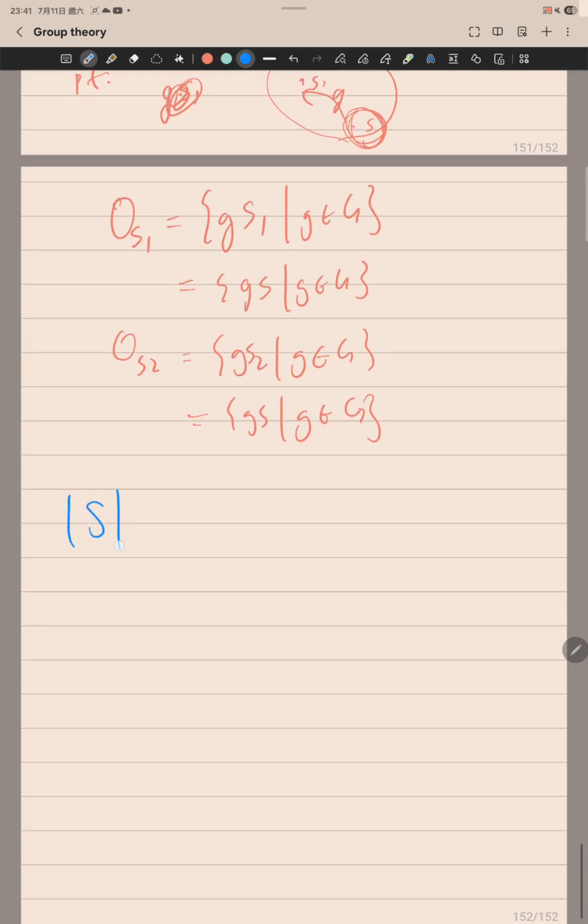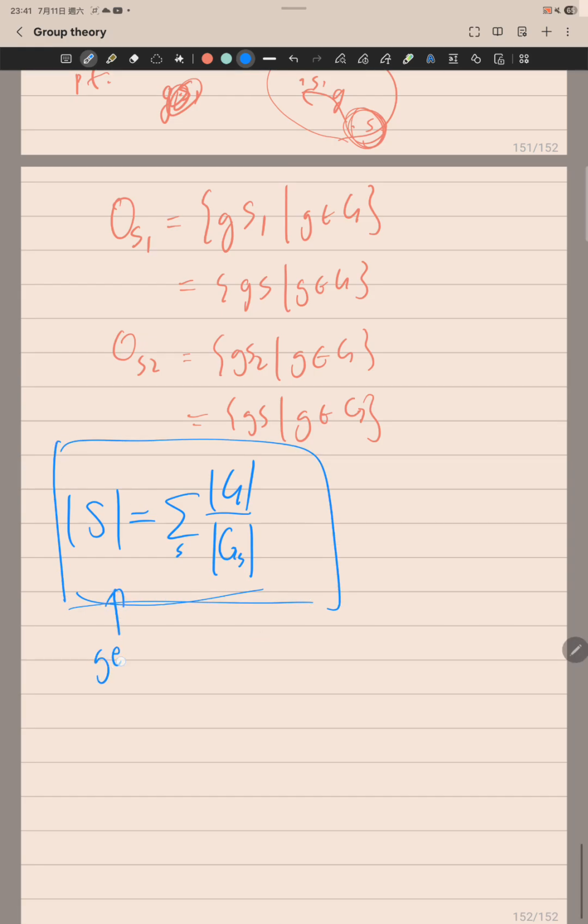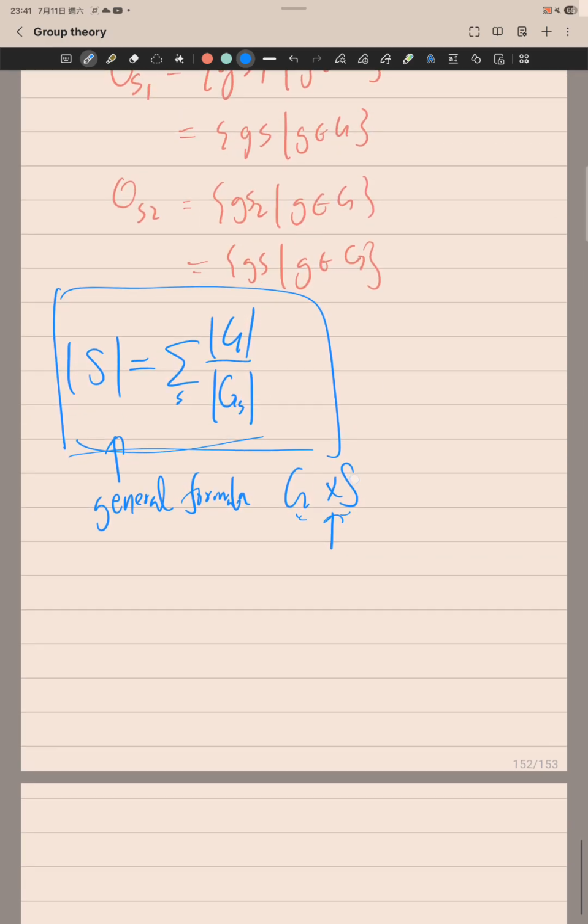Now we have the counting formula. The size of S will be the summation of the size of G divided by the size of the stabilizer, because each orbit has that size. So this is the result. These are general formulas, very abstract. You can apply this formula when a group G acts on any set S. But sometimes we are interested in some interesting special cases.